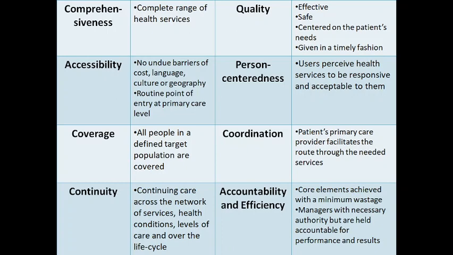The fourth is continuity, and it talks about continuity of care across the network of services, whether the patient is seeking medical services or oral health services or laboratory services or pharmaceutical services. There should also be continuity of care across health conditions, across levels of care, and over the life cycle. Meaning, a patient who's first being taken care of by a pediatrician, no?